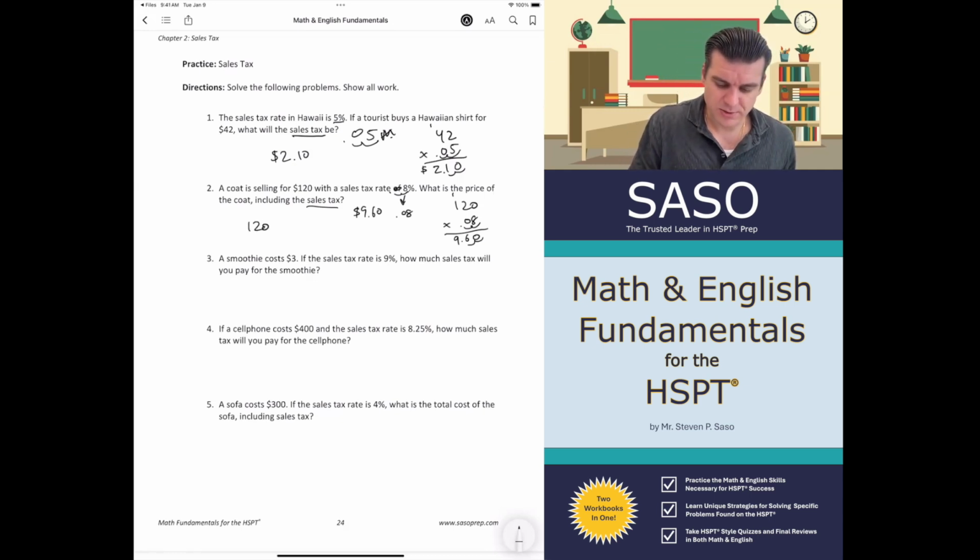So that's just going to be $120 plus $9.60. So we get $129.60 is going to be our answer for this one. Let me box these here as we go along.